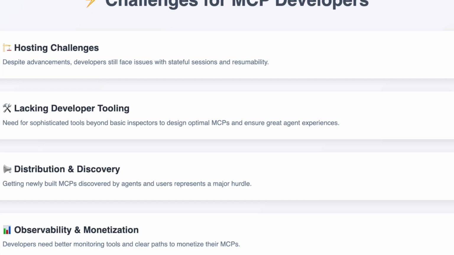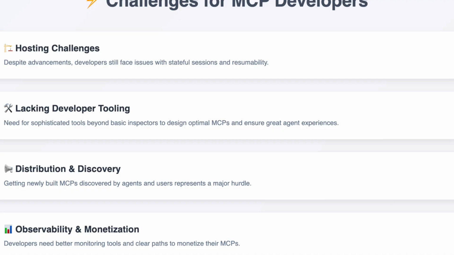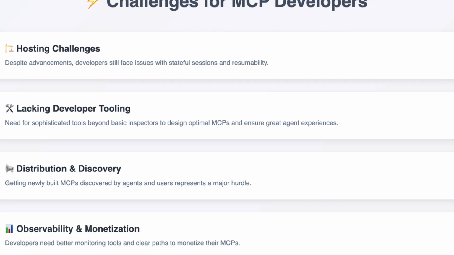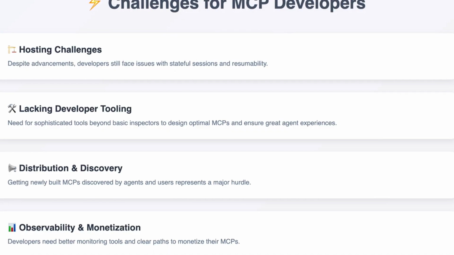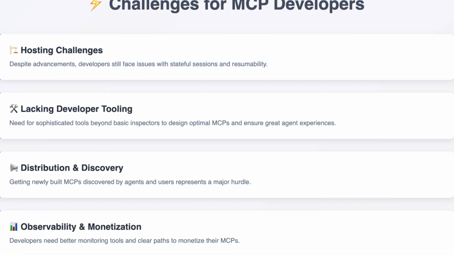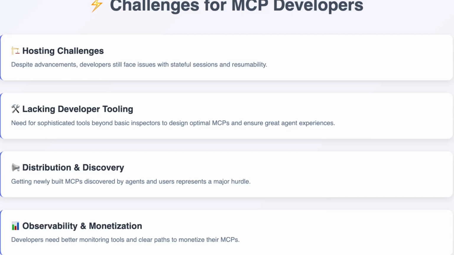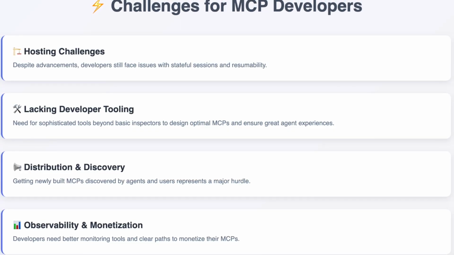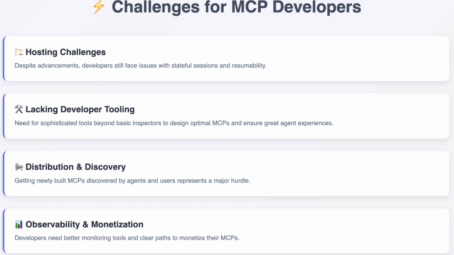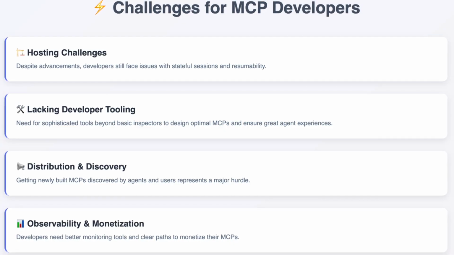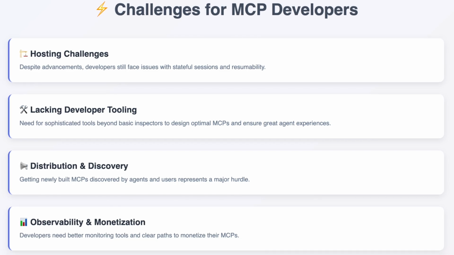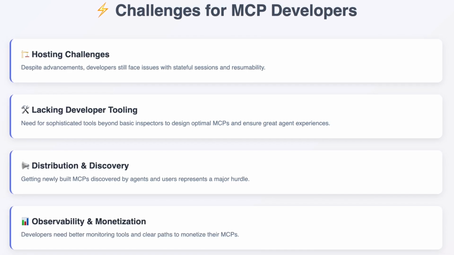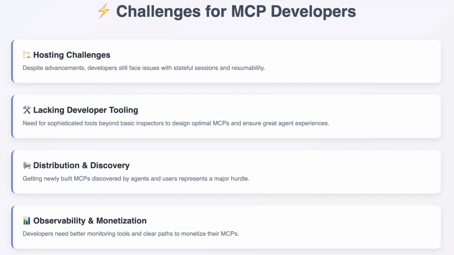Developers building with MCP also face significant hurdles. Hosting challenges persist, particularly with stateful sessions, and ensuring resumability, despite advancements in hosting technology. There's a notable lack of sophisticated developer tooling beyond basic inspectors, which are essential for designing optimal MCPs and guaranteeing excellent agent experiences.